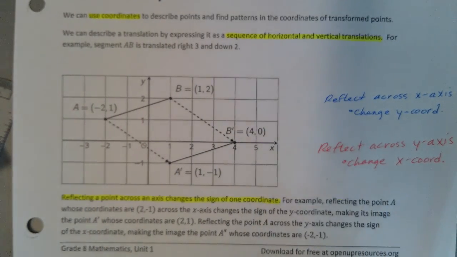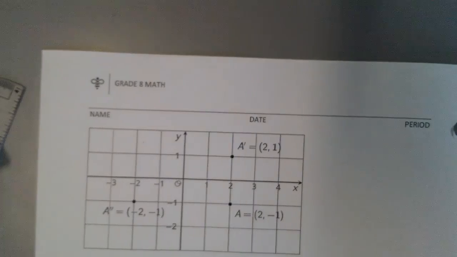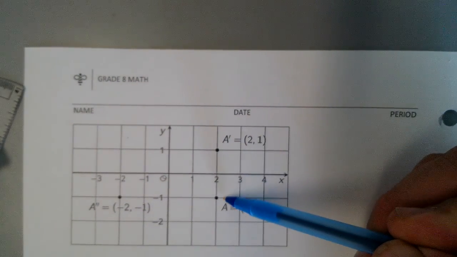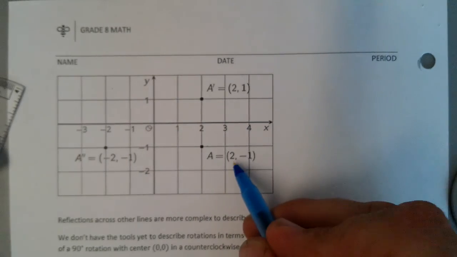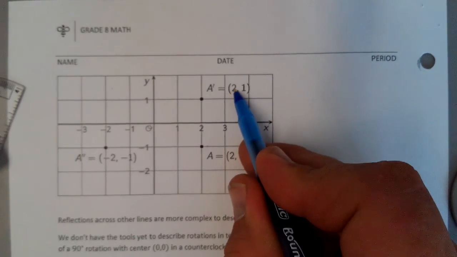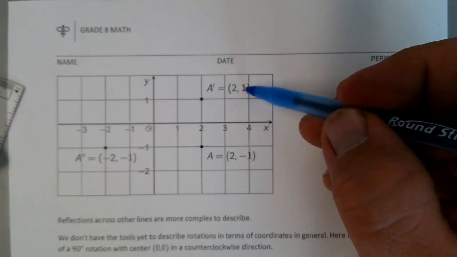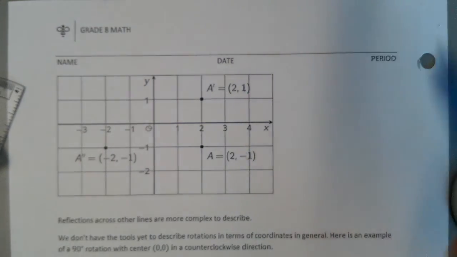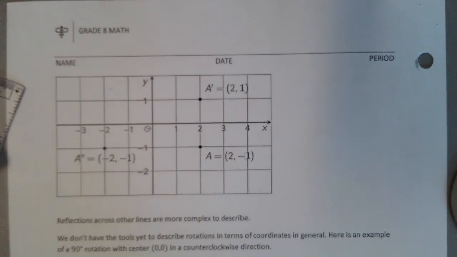We change the x-coordinate. For example, when we look at these pieces, keep that in mind that reflections across the x-axis, here we go from A to A prime. Reflecting these pieces, we notice that the x-coordinate remains the same, but again, reflecting across the x-axis, the y-coordinate changes. Likewise, when we reflect across the y-axis, we see that it's the x-coordinate that changes.